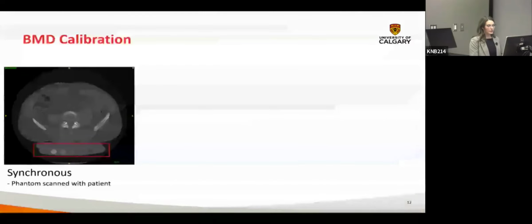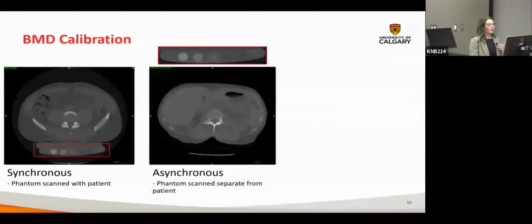So I've already mentioned synchronous calibration, and then the other one where we're still using a phantom is asynchronous. In this situation, the phantom is still scanned, but is scanned separately from the patient. The phantom may be scanned at either weekly or monthly intervals, but again, this workflow with scanning the phantom is typically not implemented in the clinical setting, even though it's being scanned separate from the patient.